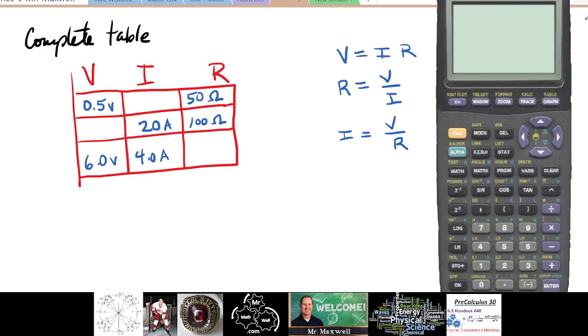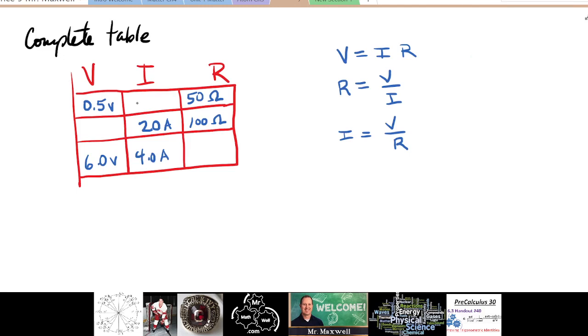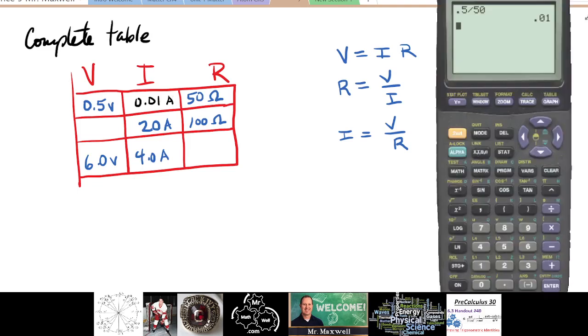All right, so let's double check these. I want to find I, so I need to go voltage divided by resistance. That would be 0.5 divided by 50. That's going to be a pretty small number. 0.01 is what that is, and that's going to be amps. So let's make sure we have our units in there as well. If you had 0.01 amps, you did this exactly correctly.